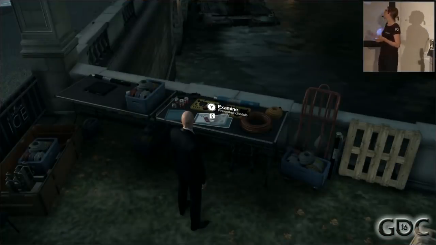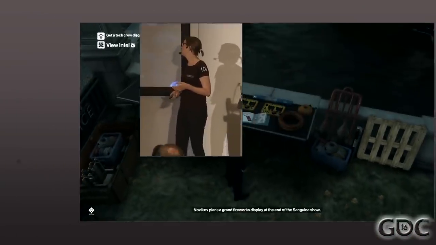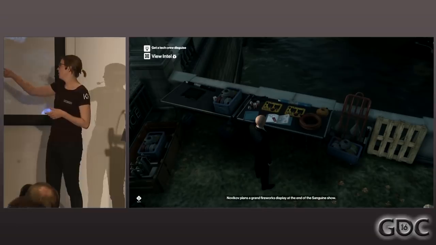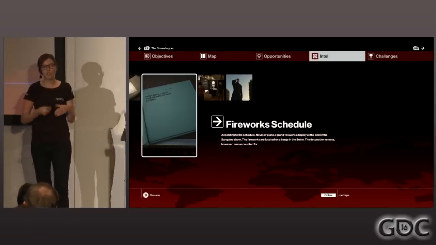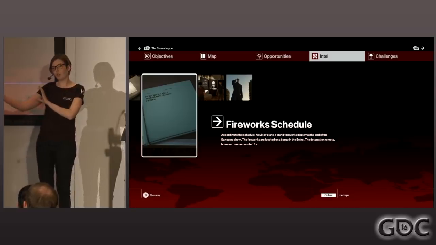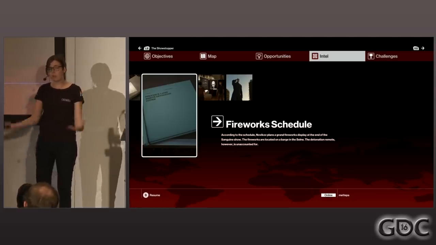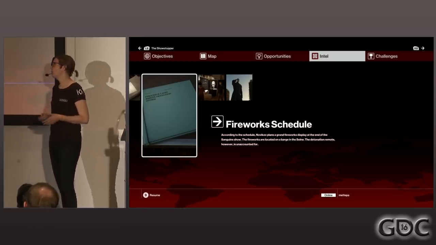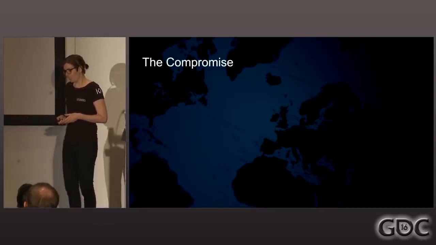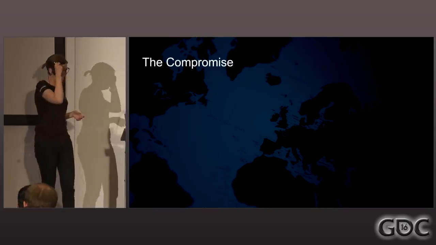Yes. And this is an example of Intel. This is fireworks schedule. You read it, view Intel, take you to the menu, and here you have a description. These are kind of all the little parts of the opportunities. And if you are that type of player who just wants to investigate on your own, we encourage you to use this instead. The compromise, yes.